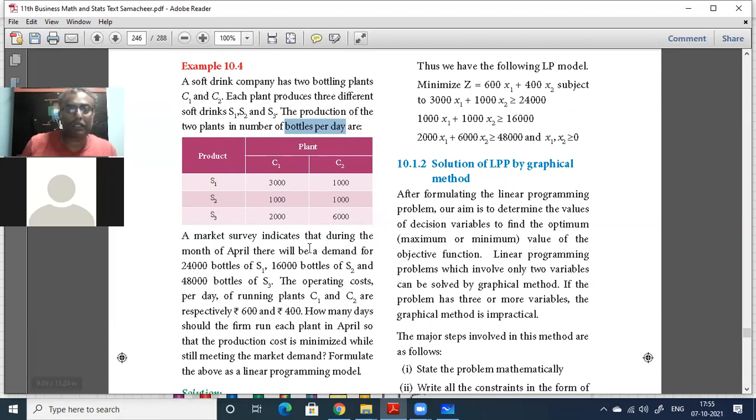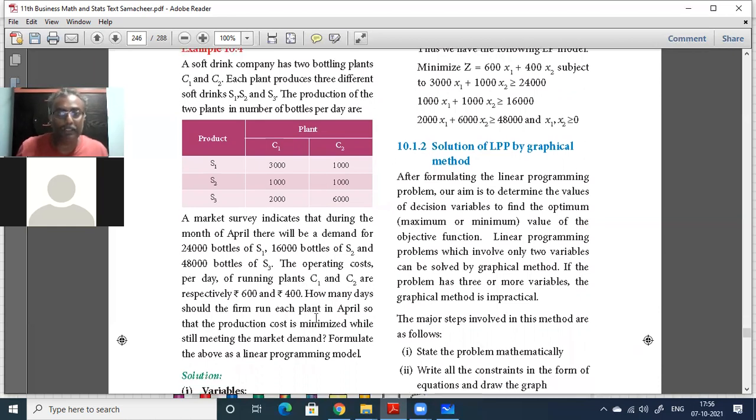A market survey indicates that during the month of April there will be a demand. April month, how many days are there? 30 days. So in the month of April there will be a demand for 24,000 bottles of S1, 60,000 bottles of S2, and 48,000 bottles of S3. The operating costs per day of running plants C1 and C2 are respectively 600 rupees and 400 rupees. How many days should the firm run each plant?